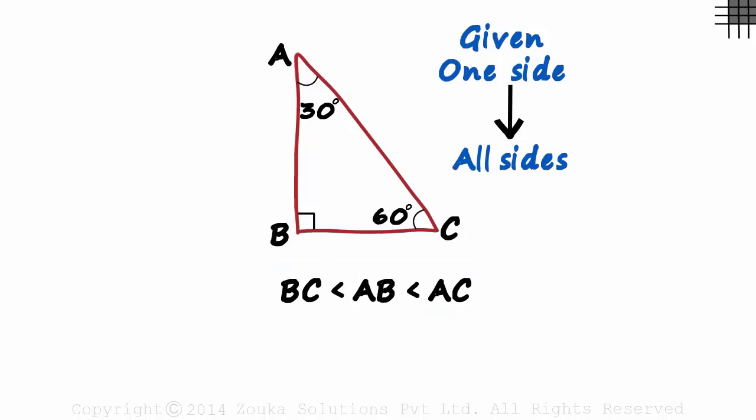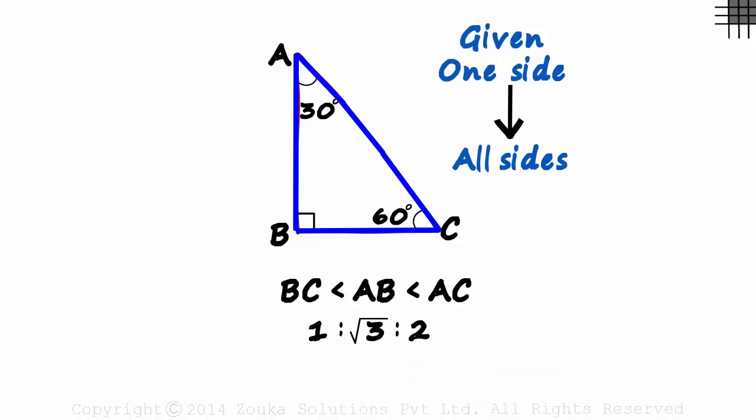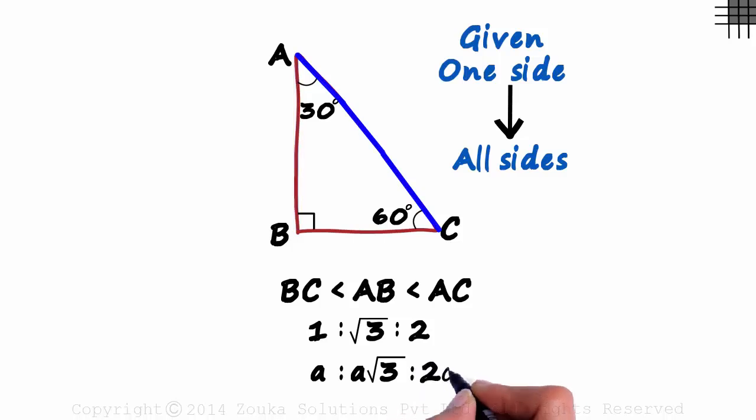The next concept is quite remarkable. These three sides will always be in the ratio 1:√3:2. In terms of variables, if we say that BC is A, then AB will be A√3 and AC will be 2A. Let's take a couple of examples.